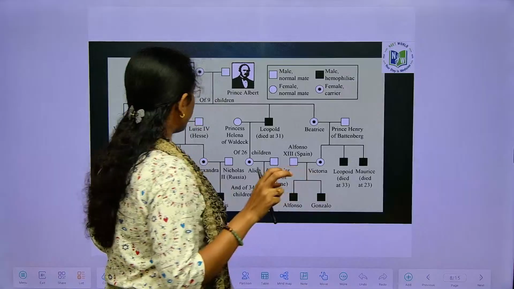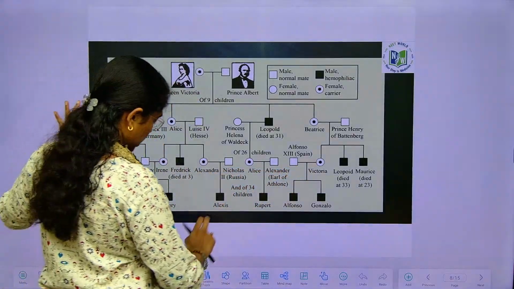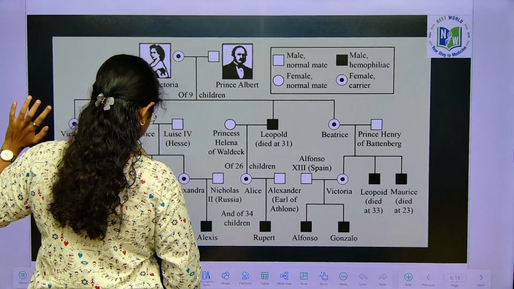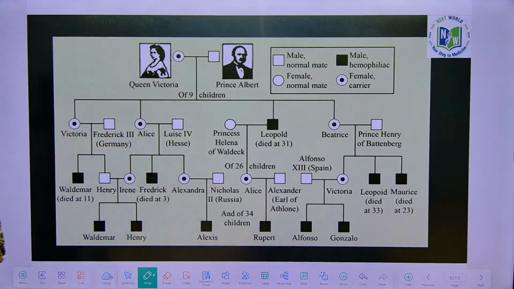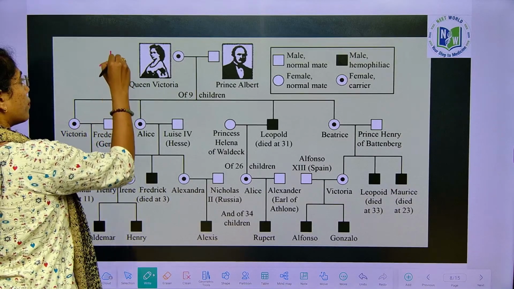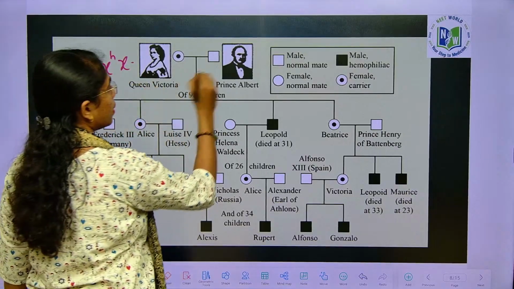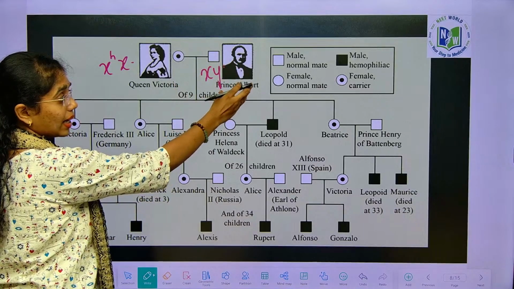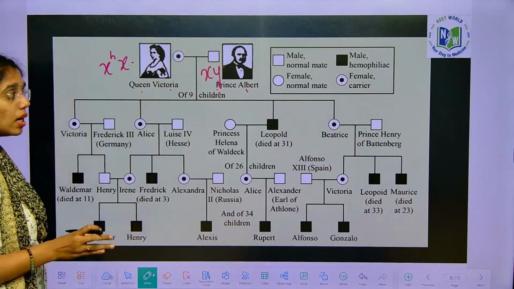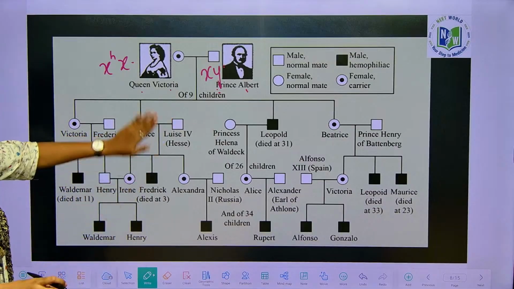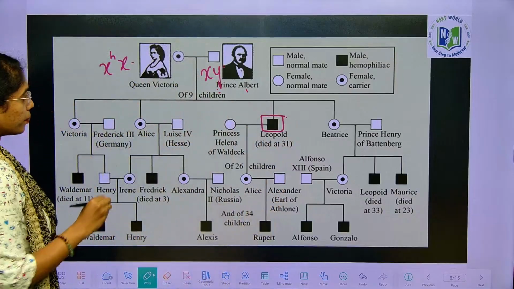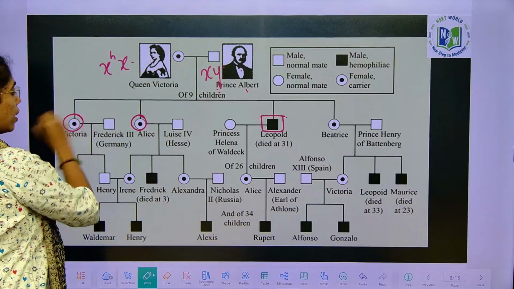Here you can see this is a family chart of Queen Victoria, wherein the disease is first observed in the royal family. Here you can see Queen Victoria is a carrier for hemophilia, and this is a normal allele. The male does not have any disease, but the female is a carrier. In offspring, if you observe, you can see an affected male, and from here you can observe carrier females.